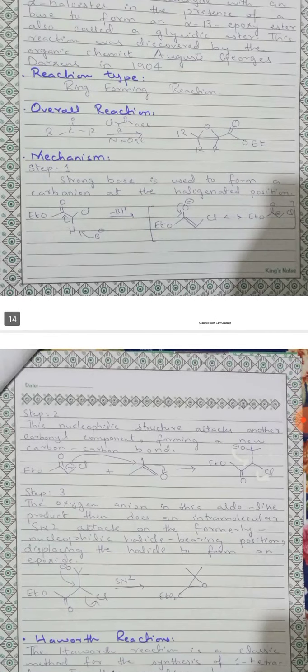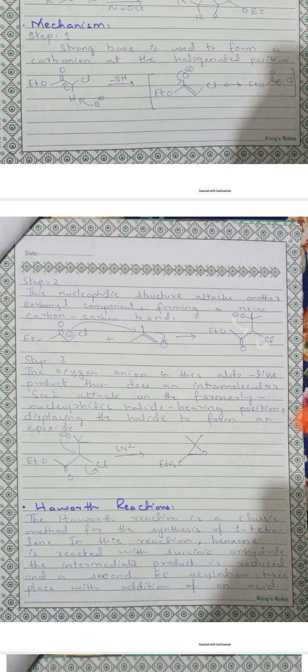Talking about the mechanism of the reaction, in the first step, a strong base is used to form a carbanion at the halogenated position, and the two resonating forms of the product are being shown here. In the second step, the nucleophilic structure attacks another carbonyl component, forming a new carbon-carbon bond. And in the third step, the oxygen anion in this aldol-like product then does an intramolecular SN2 attack on the formerly nucleophilic halide-bearing position, displacing the halide to form an epoxide.